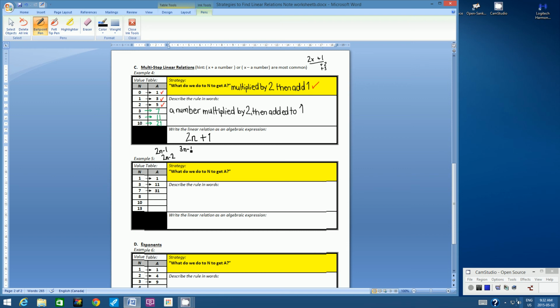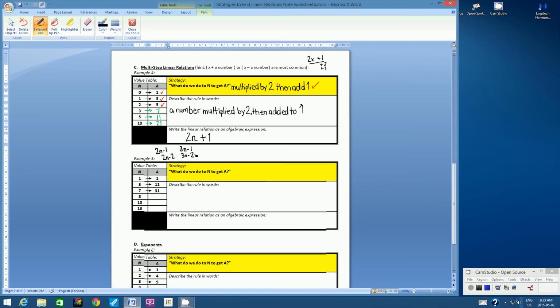So it's very easy to check right away. So if I use 3n minus 1, 3 times 1 is 3. Subtract 1 is 2. So already I know this doesn't work. So let's try it again. How about 3n minus 2? Okay, so 3 times n is 3. Minus 2 is 1.